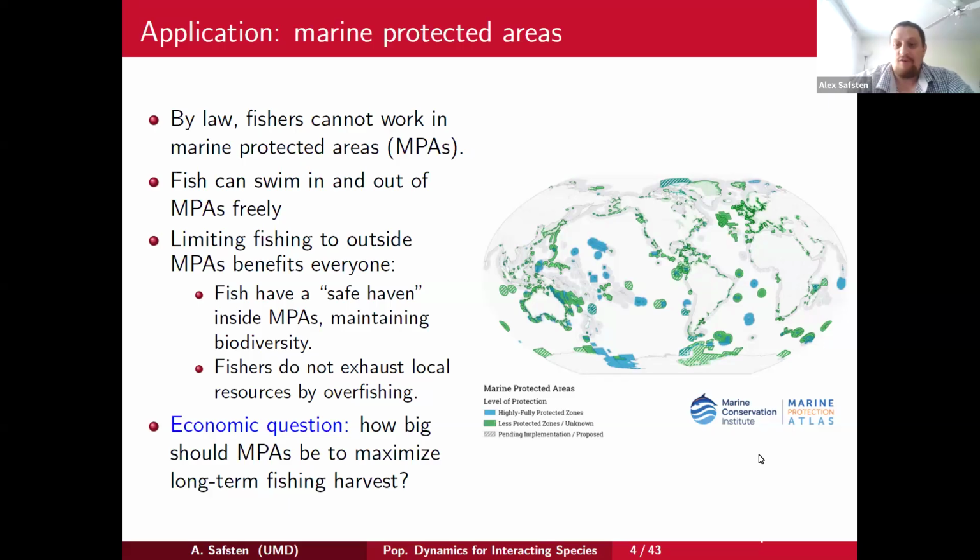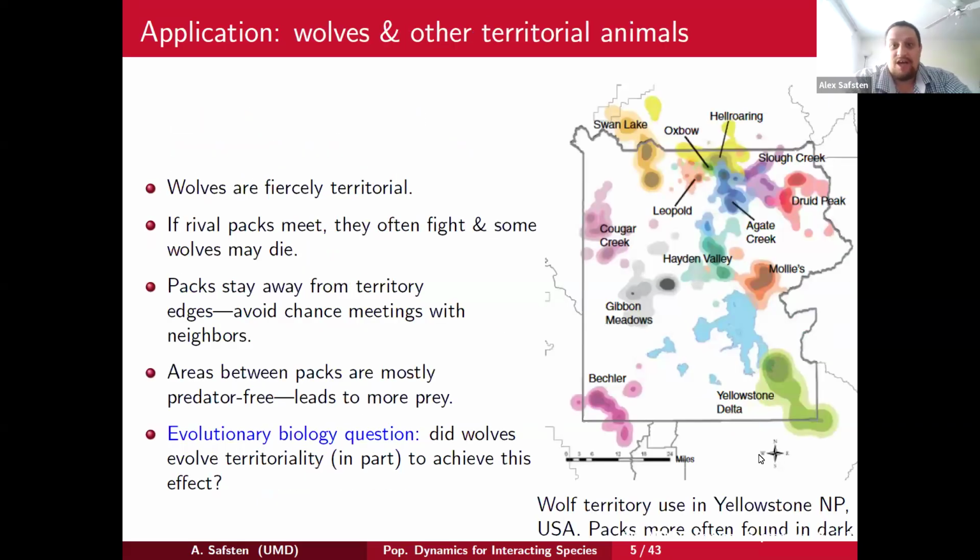One other application of this work is in evolutionary biology, particularly wolves and other animals that are highly territorial. Wolves, because of their fierce territoriality, if rival wolf packs meet each other, they will fight each other, and oftentimes that'll leave wolves dead. So for that reason, wolf packs not only do not venture into other wolves' territories, they don't even often venture to the edge of their own territories, because then they might meet a wolf pack on the edge of the neighboring territory, and then they would fight each other, and some wolves would die.